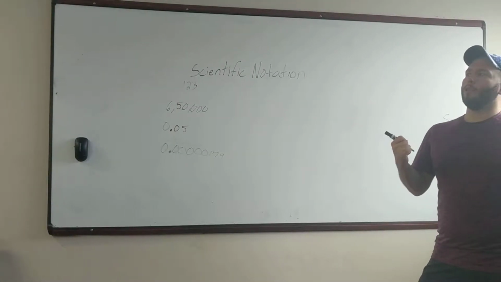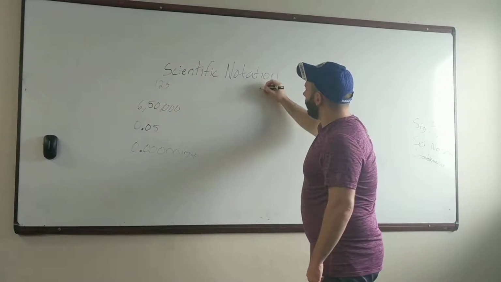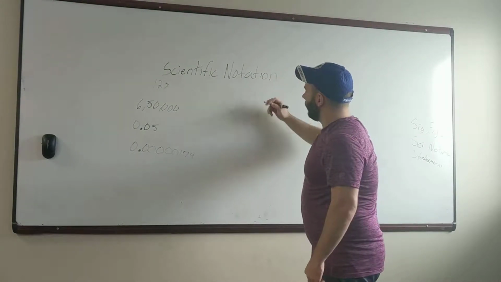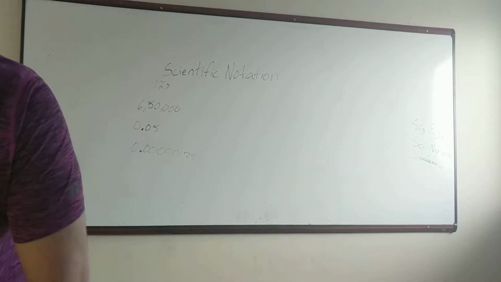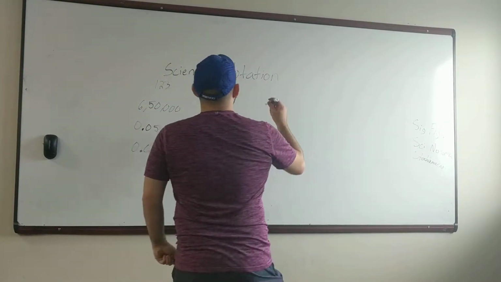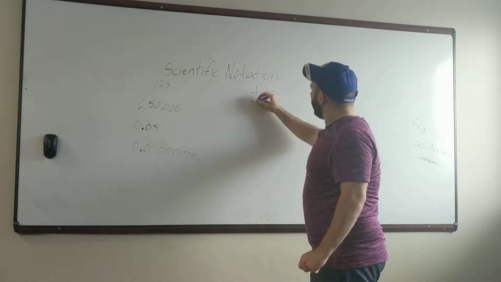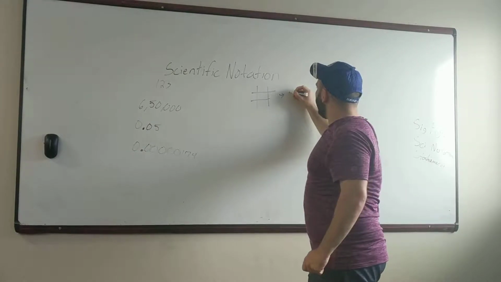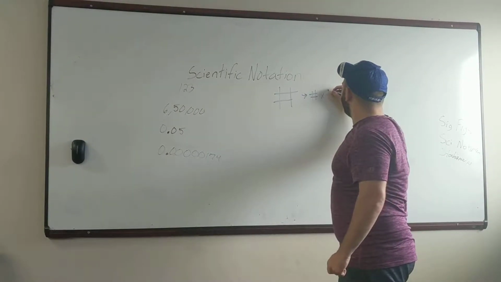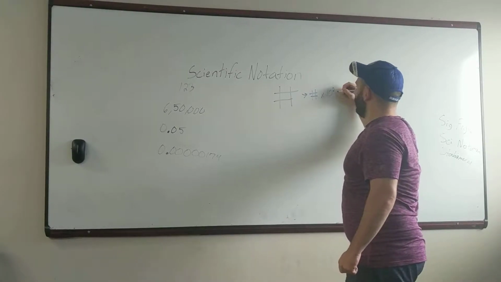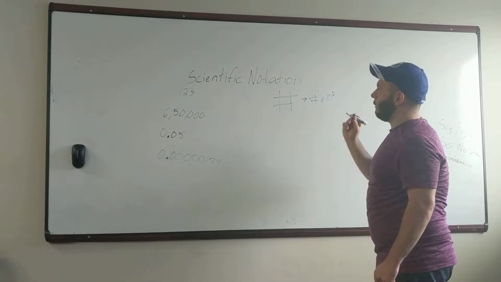And what do I mean by that? Well, in most cases we would take a really big number and turn it into a really small number times powers of 10. So for example, let's work our way backwards first.